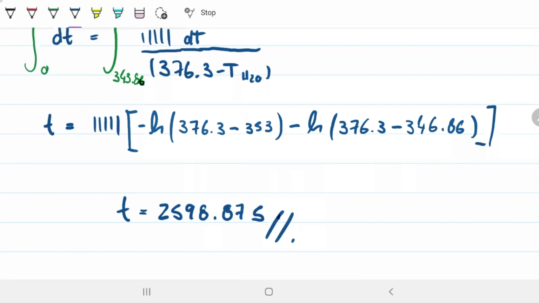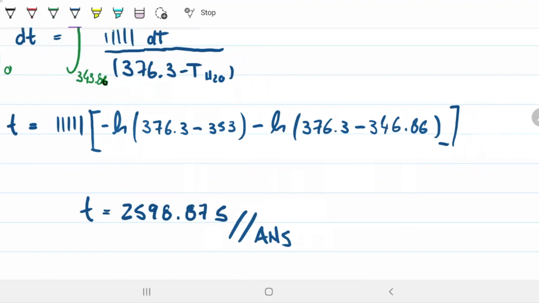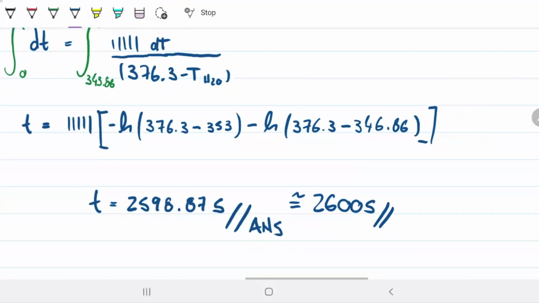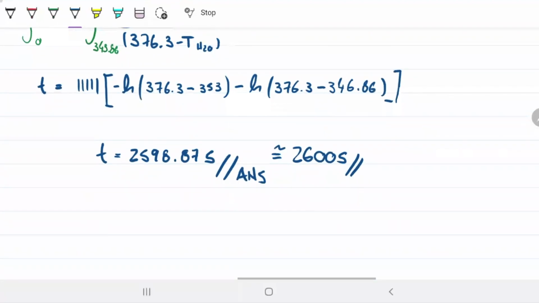And don't forget this is in seconds. So this is the time that it takes to go back. And we can approximate this, 2600 would be a good enough answer, right? It's 2600 seconds, which is roughly 0.7 hours or so. Okay, less than an hour, 0.7 hours.